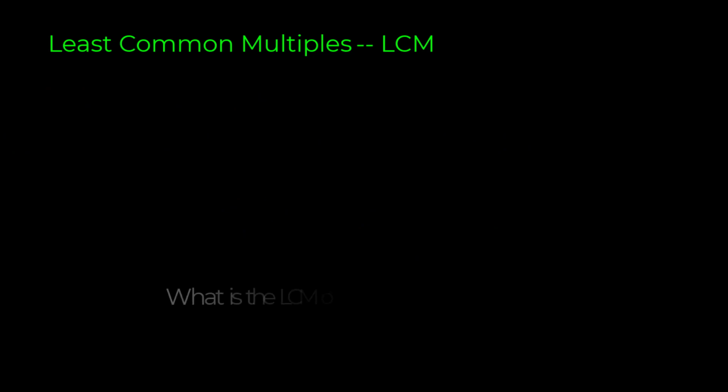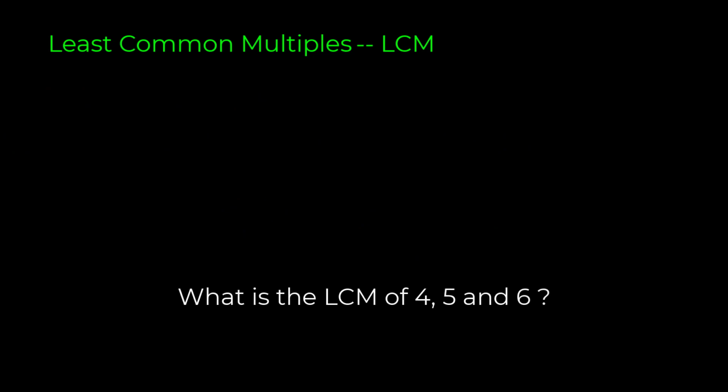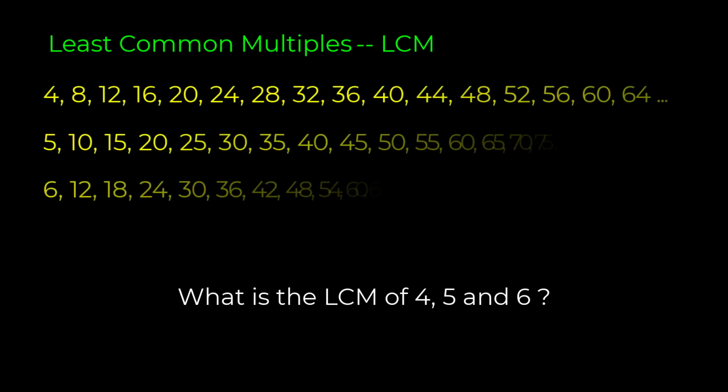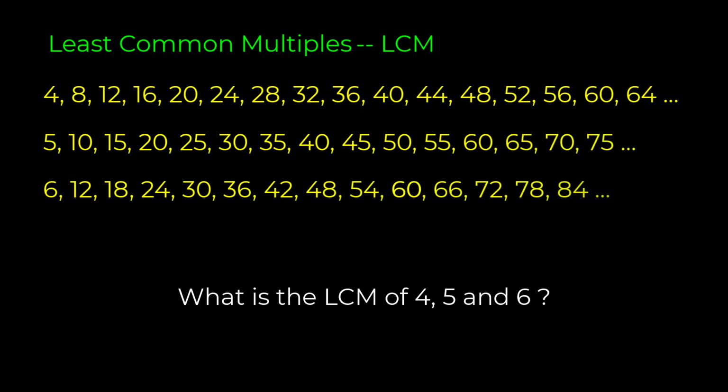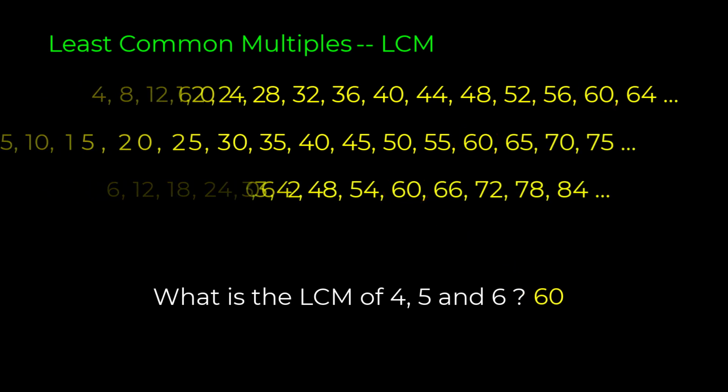What is the least common multiple of 4, 5, and 6? Again, let's start by writing the multiples of 4, 5, and 6. This time I only see one common multiple, 60. It is the least common multiple.